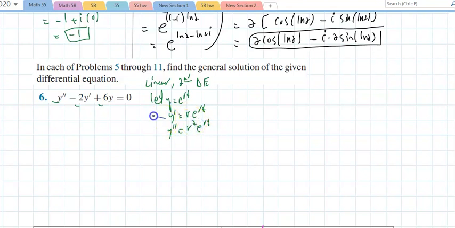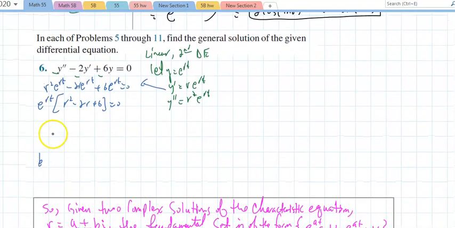Now, if I fill in the blanks, I'm looking at r squared e to the rt minus 2e to the rt times r plus 6 e to the rt equals 0. I'll factor e to the rt out. I'll have r squared minus 2r plus 6. e to the rt cannot equal 0. We know that already.